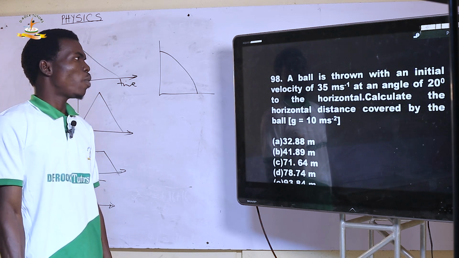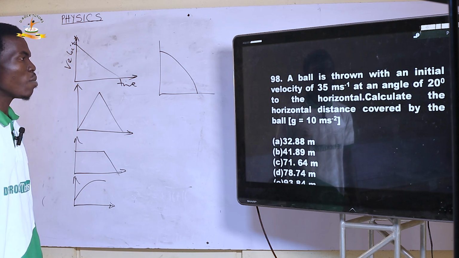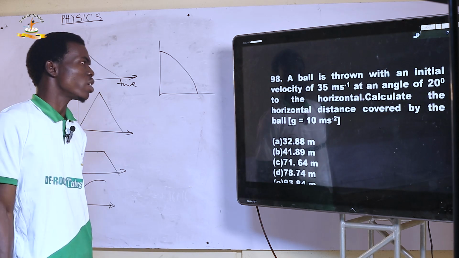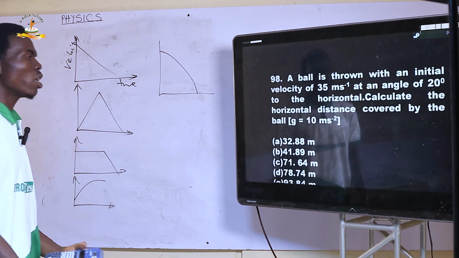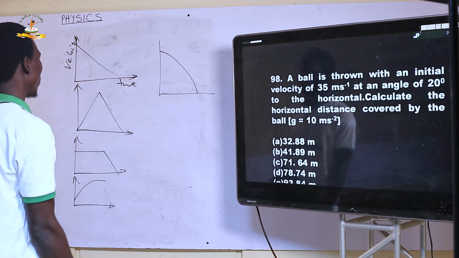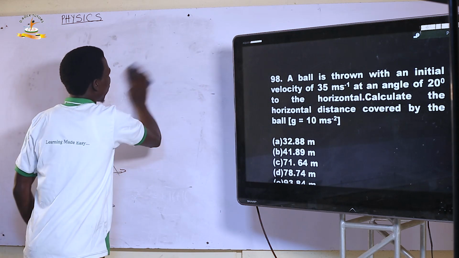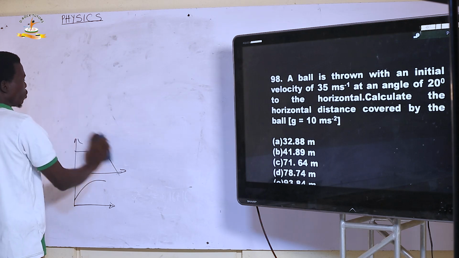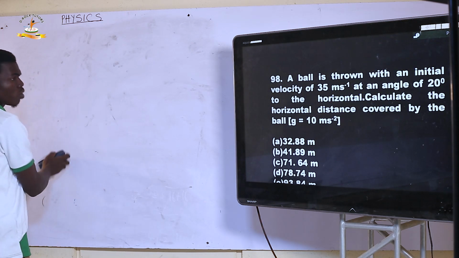98. A ball is thrown with an initial velocity of 35 meters per second at an angle of 20 degrees to the horizontal. Calculate the horizontal distance covered by the ball, given that acceleration due to gravity is 10 meters per second squared. So what is another name for the horizontal distance covered by a projectile motion? We call it range.